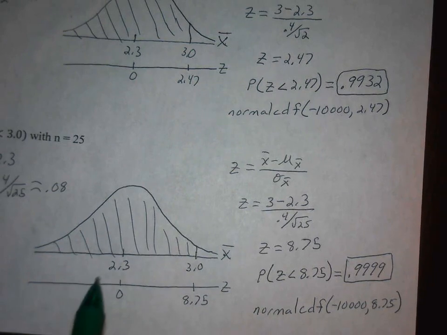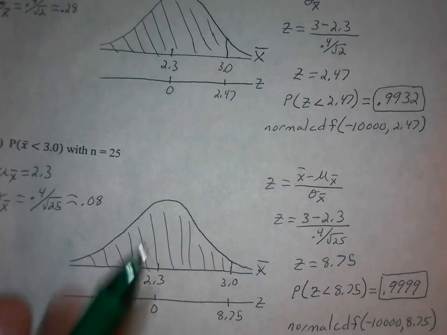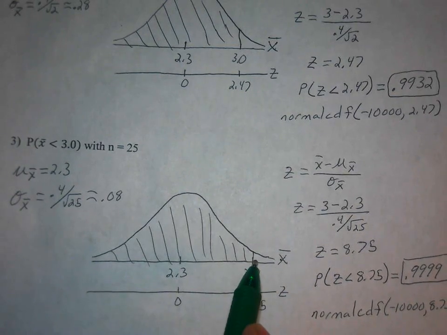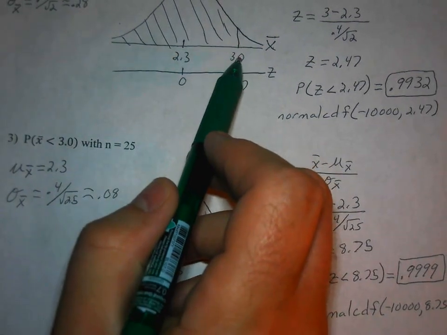Okay, so we can see that with a larger sample size, to get a sample mean that is less than 3, well, that 3.0 is really farther out on this x bar axis than it is on this x bar axis. Okay, and then the very last one.